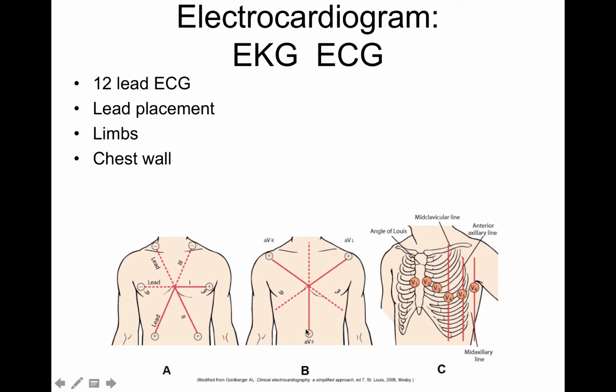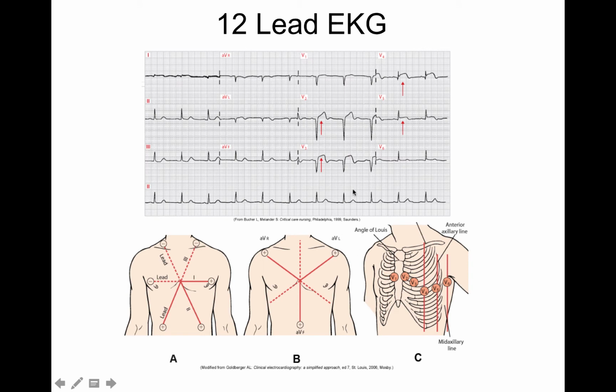AVR, AVL, and AVF: the A stands for augmented, so augmented vector right, augmented vector left, and augmented vector foot. It will make more sense when we talk about 12 leads. And then the V leads, the precordial leads, are placed on the anterior portion of the chest to try to give different views of the heart. So 12 lead, like I said, we will talk more about in a later lecture.